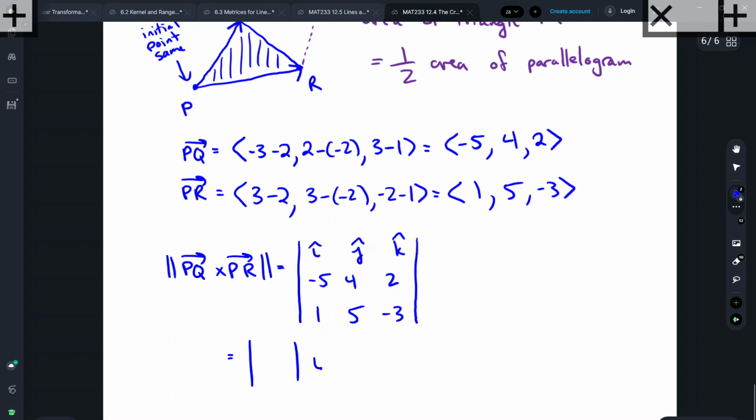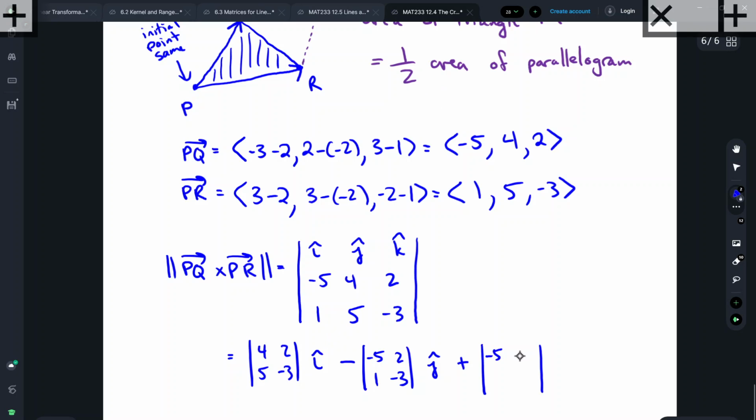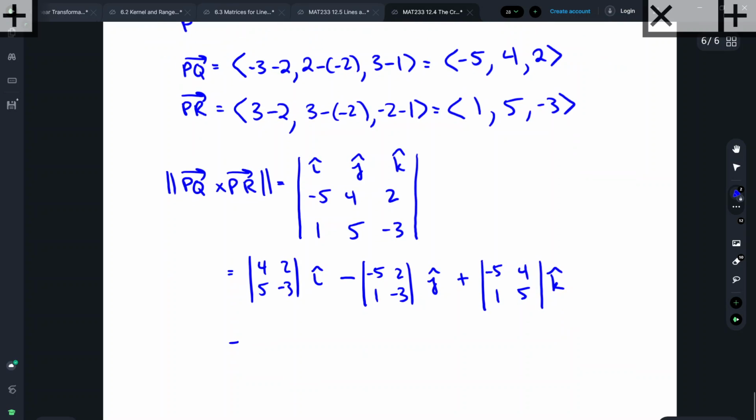For the first term, i hat, the four entries are 4, 2, 5, -3. The second term has a minus sign. For j hat, the four entries are -5, 2, 1, -3. The third term has a plus. The entries are -5, 4, 1, 5, and it's for k hat. Okay, so now proceeding with the calculation.